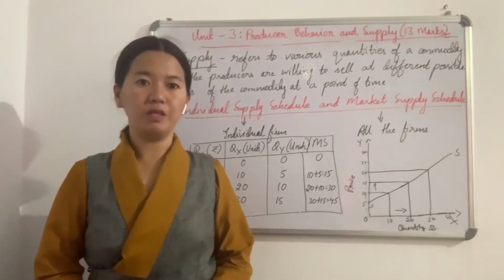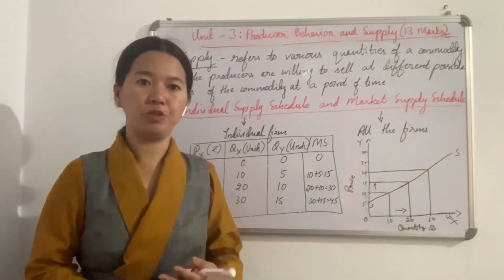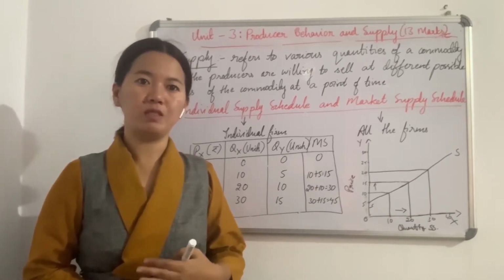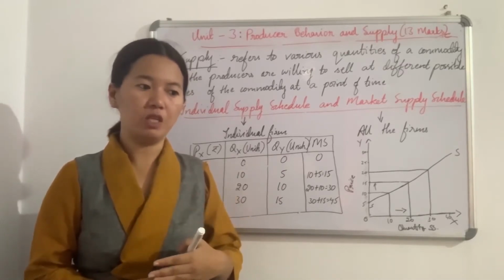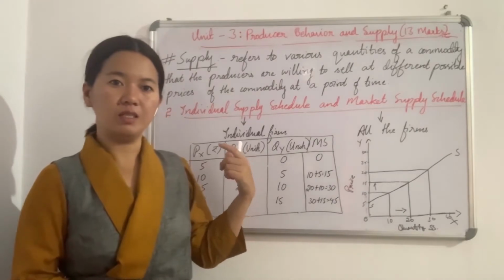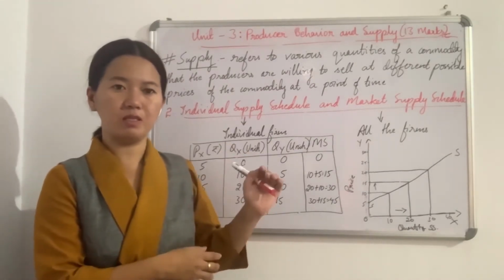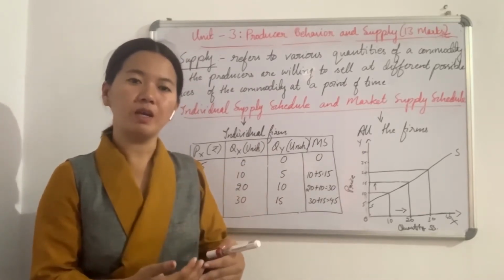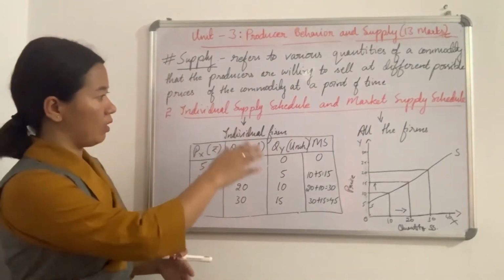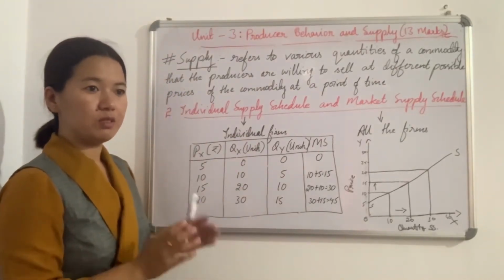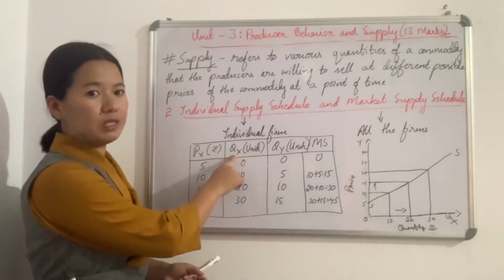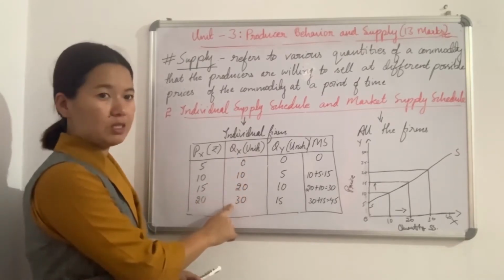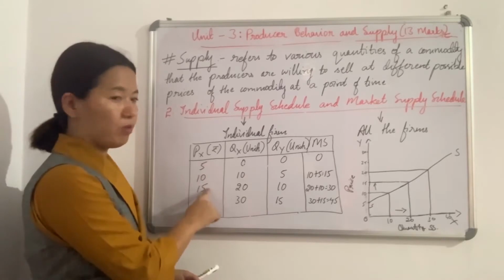Let us go through the individual supply schedule and market supply schedule. Schedule we have already learned in the demand concept, where it is a tabular presentation of various quantities of a commodity. In the same way here, a supply schedule is a table presentation of the various quantities of a commodity that the producers are willing to sell in the market at different prices. Here, let us take an example. Suppose there is a firm called X. There is a producer called X. So this producer is willing to sell these amounts of commodities at different possible prices.